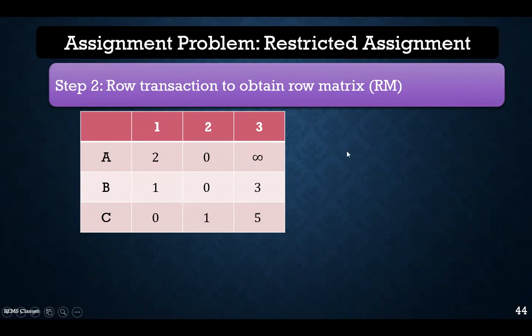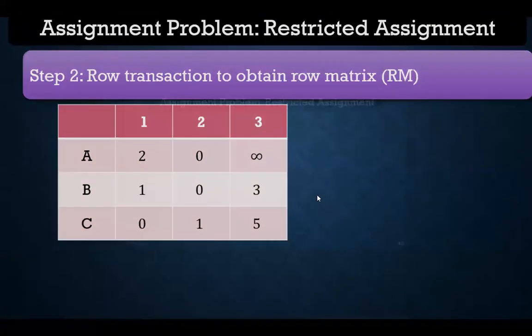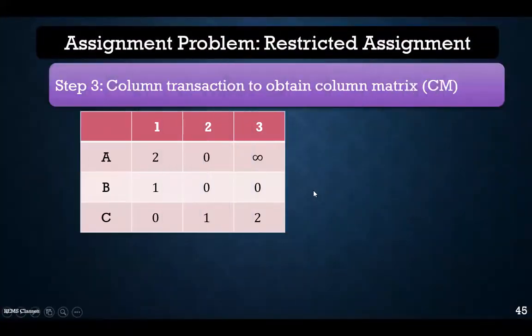Now we will go for column reduction. In column reduction, we find the minimum value in the column and subtract the column minimum. In this column, the minimum value is 0. Here it is 0. Here it is 3. Again, if we subtract 3 from infinity, it will remain infinity. So this is the matrix we obtained after the column reduction.